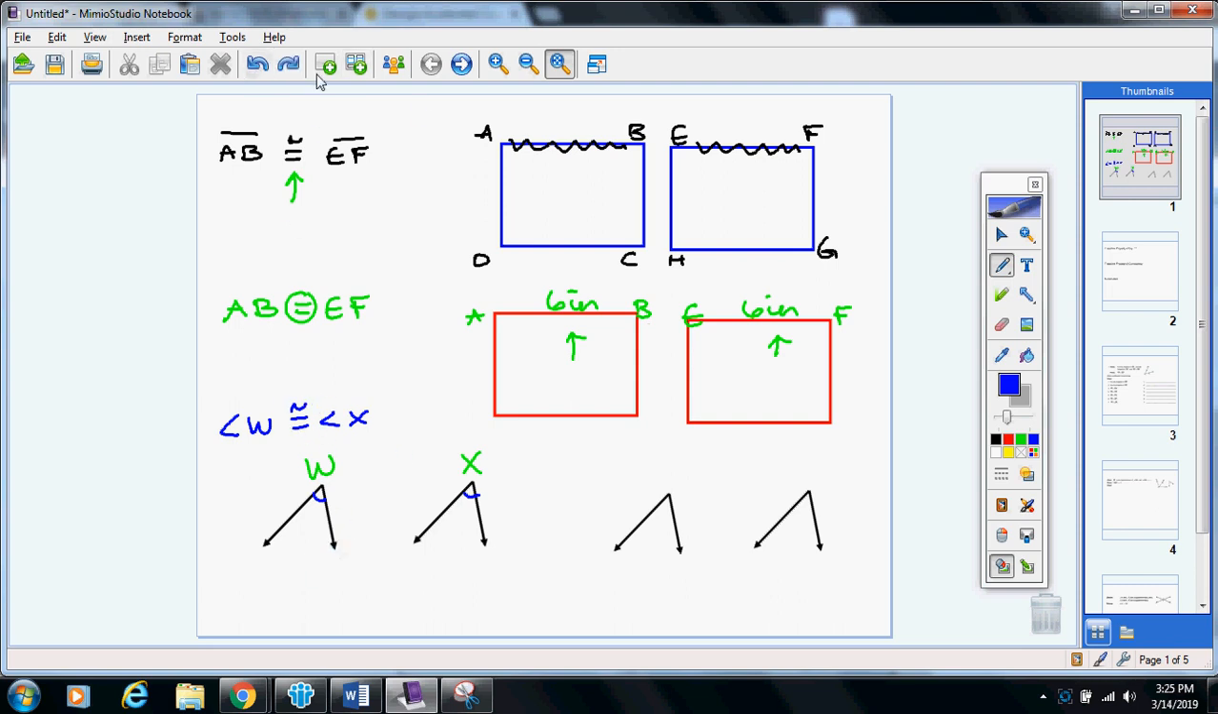If I do know the angle measure, like say this is 30 degrees and this is 30 degrees and this is angle W and angle X, then I would say the measure of angle W is equal to the measure of angle X. Again, when there's numbers attached to something, then we have an equal sign. And then we have this M in front that tells that we know the measure. We know what the actual number measure is. Okay? All right, so there's some things.